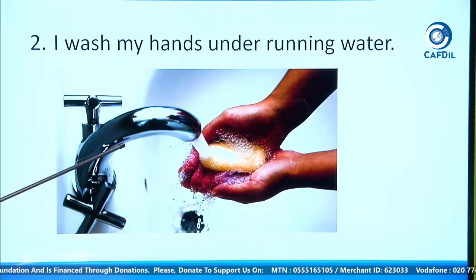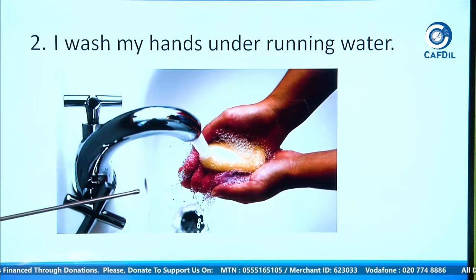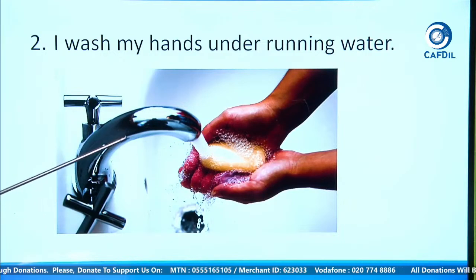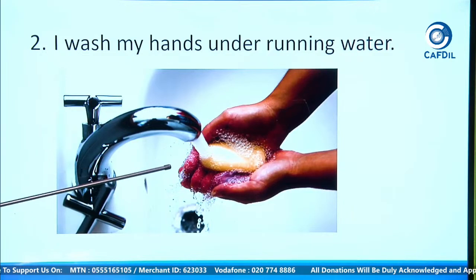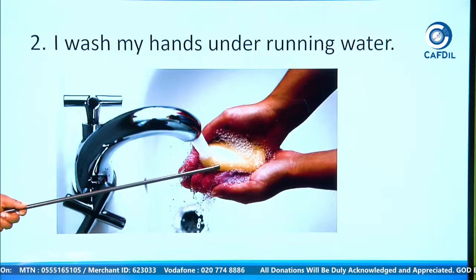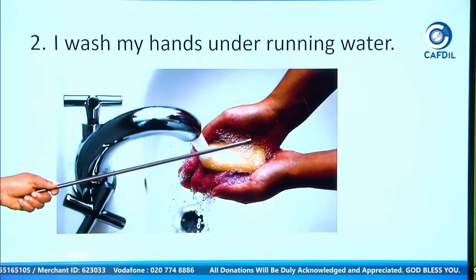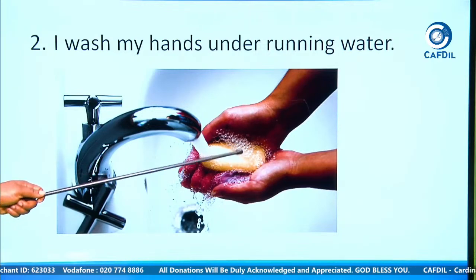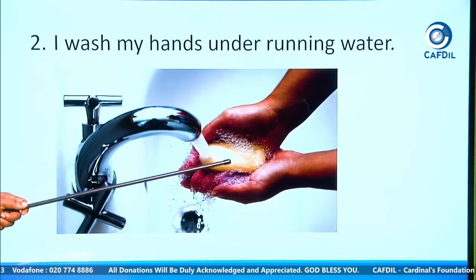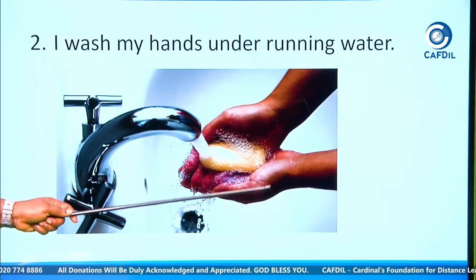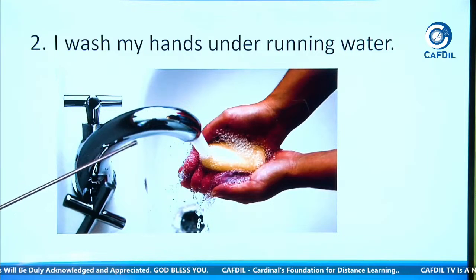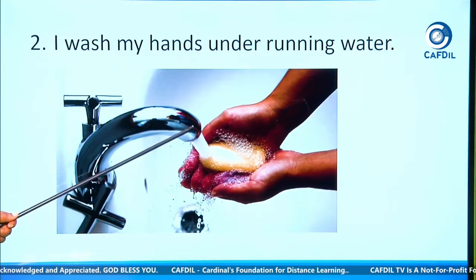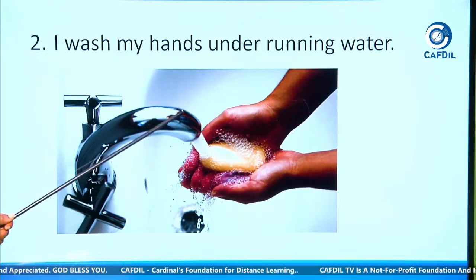We have another picture here. A very nice photo. What is happening? Yes, someone is washing the hands. You can see the soap. The soap is lathering. You can see the lather here, isn't it? And you can see the hands of the person. What is this? It's a tap. And you can see the water flowing. So the water is running.